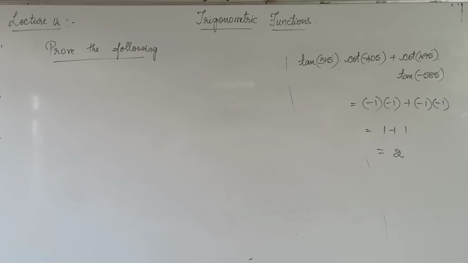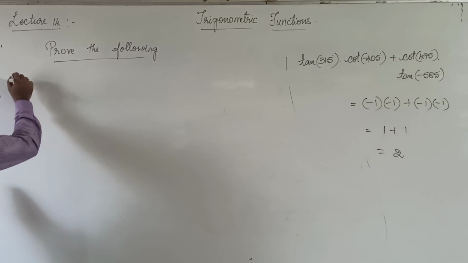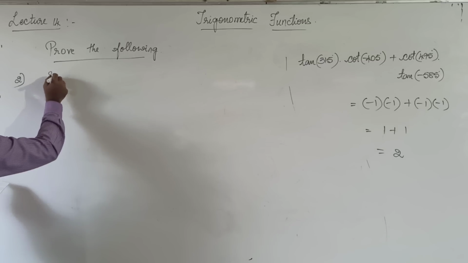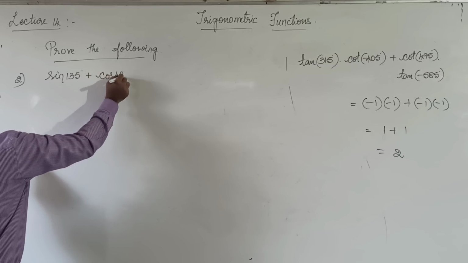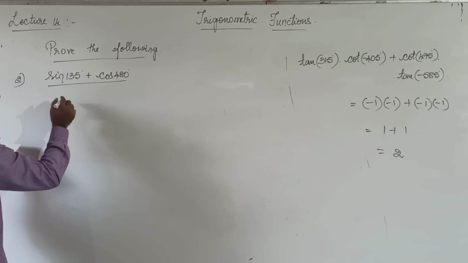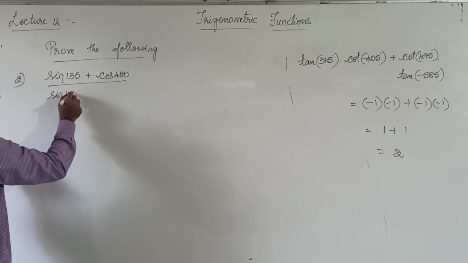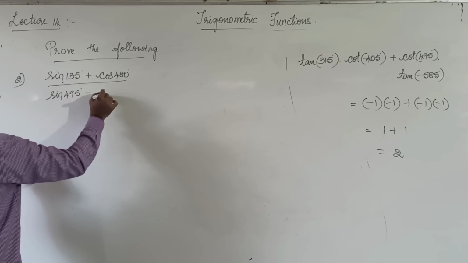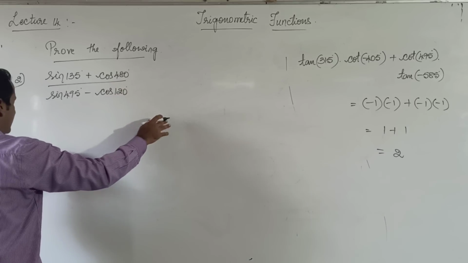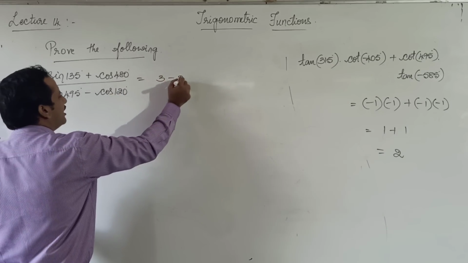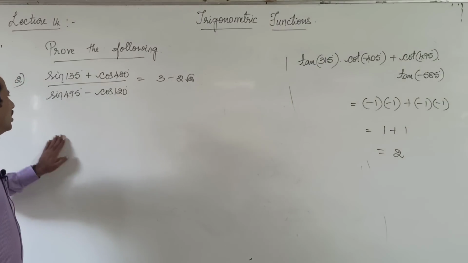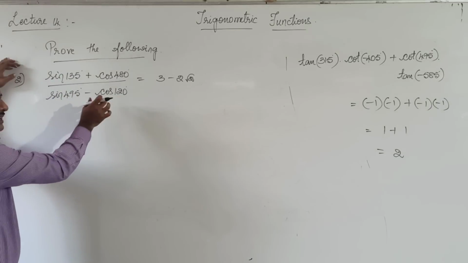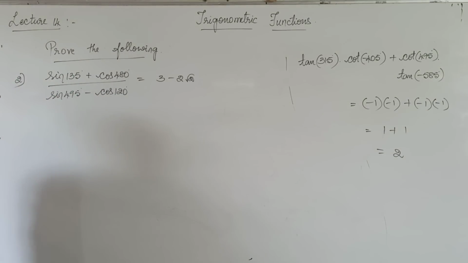The next question is, prove the following: sine 135 degree plus cos 480 degree divided by sine 495 degree minus cos 120 degree is equal to 3 minus 2 root 2. This is what we have to prove. I'll consider each of these separately, find the values, and finally we will substitute in this expression.